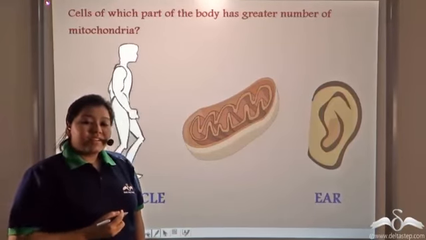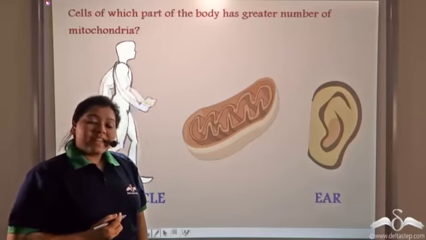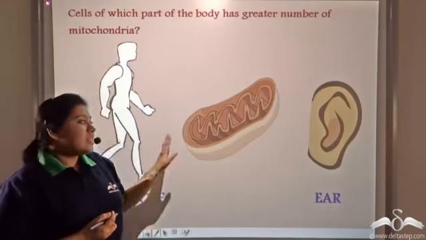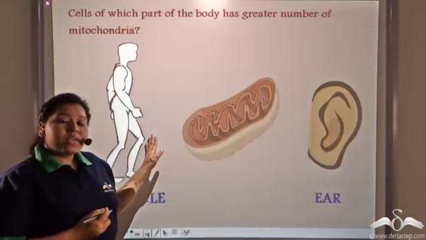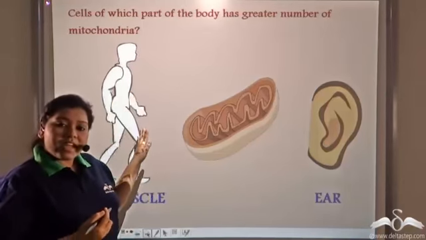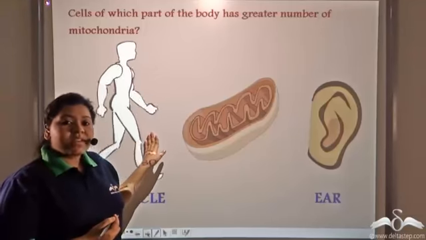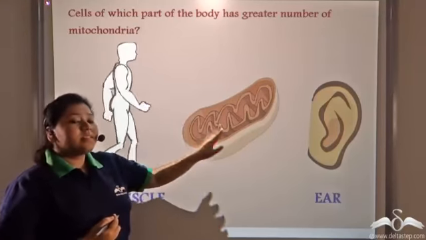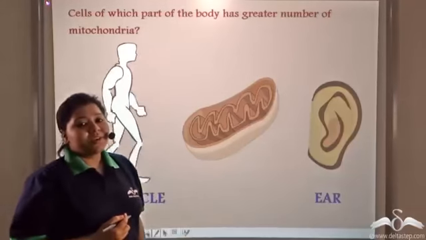Well, the energy requirement is directly dependent on the amount of work done. Since the leg muscles are doing a lot more work, they will require more energy, and so they will have a greater number of mitochondria than the cells that are present in your ears.